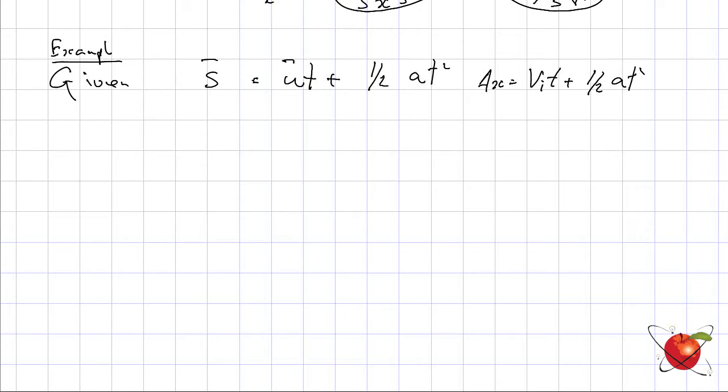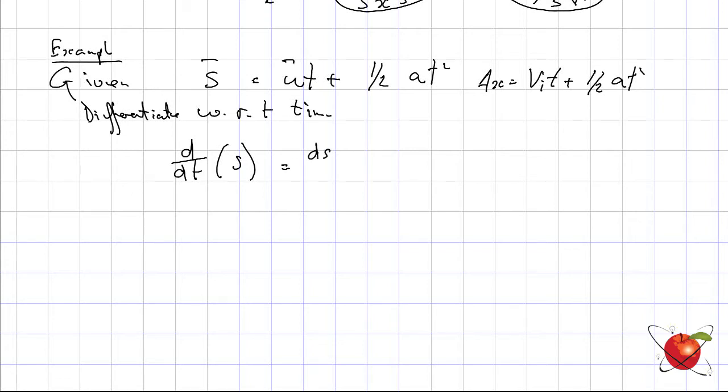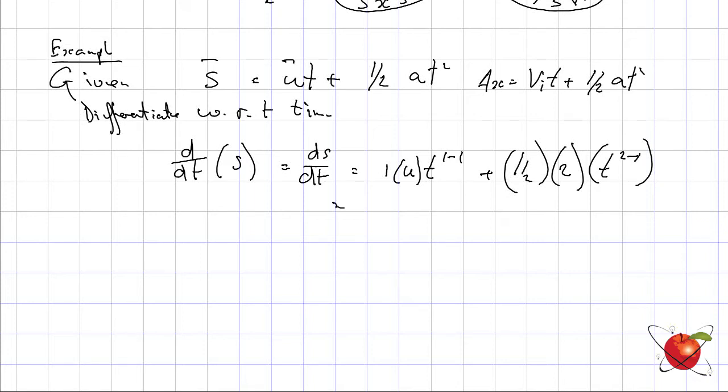Now I am going to differentiate with respect to time, which means I'm going to say d by dt of s, which gives me ds by dt. In other words, the derivative of that, so instead of the x, it's t now. So it becomes 1 times u times t to the 1 minus 1, doesn't it? Plus a half times 2 times t to the 2 minus 1. All I'm doing is just differentiating. Instead of an x, I'm using a t, which is going to be equal to u times t to the 0, which is 1.